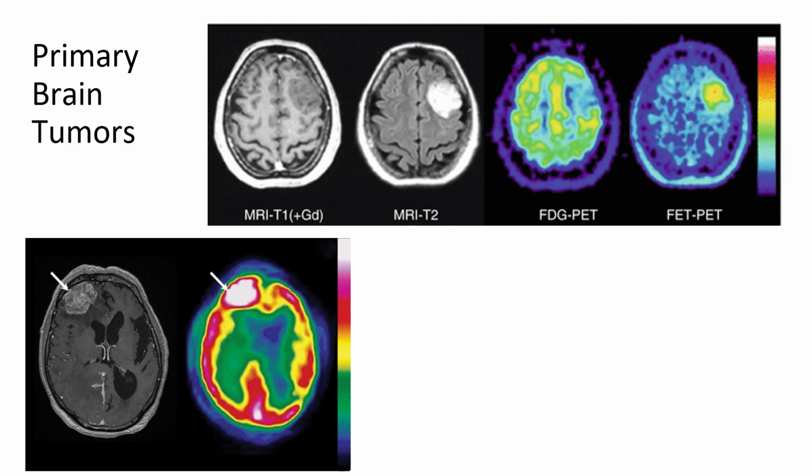Now, FDG is not good for primary brain tumors. We will talk about that more when we get to FDG with oncology. But it's just not good for primary brain tumors. Even though it's still used for it sometimes, it's used more to look at inflammation versus radiation necrosis after the patient has had part of their brain removed.